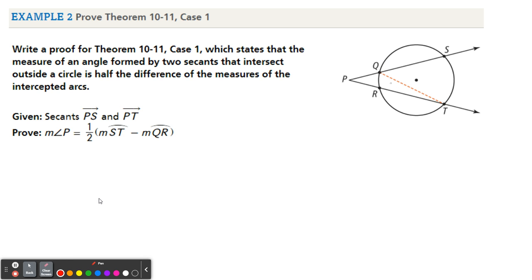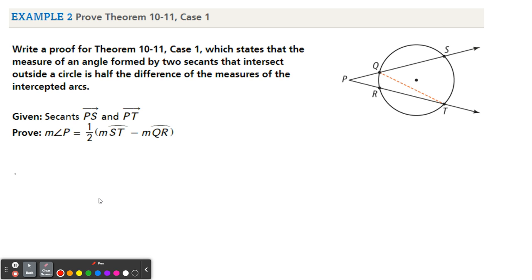Okay, so again, here we have secants PS and PT. Show this is true. So again, we're looking at angle P, arc ST, and arc QR. Notice they have this segment drawn here. This is very helpful because, again, it creates inscribed angles that we can use. It also creates a triangle.